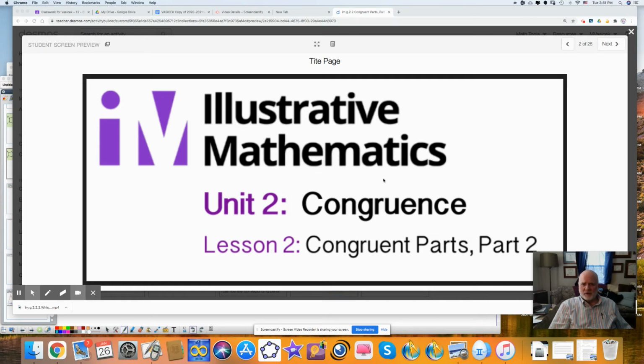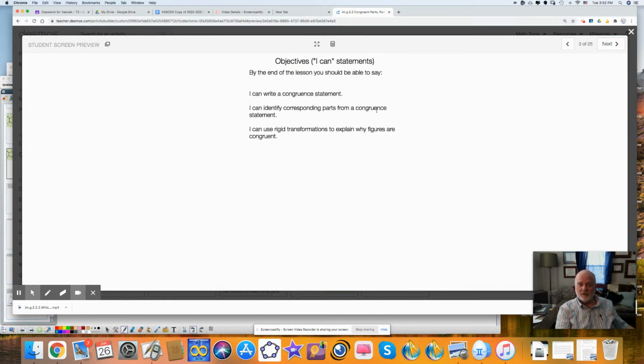B, and today we're talking about Illustrative Mathematics, which is our text. We're in Unit 2 on congruence, and this is the second lesson, Congruent Parts, Part 2. By the end of the period, you should be able to say: I can write a congruence statement, I can identify corresponding parts from a congruence statement that are congruent, and I can also use rigid transformations to explain why figures are congruent. These are the same goals that we had from yesterday.